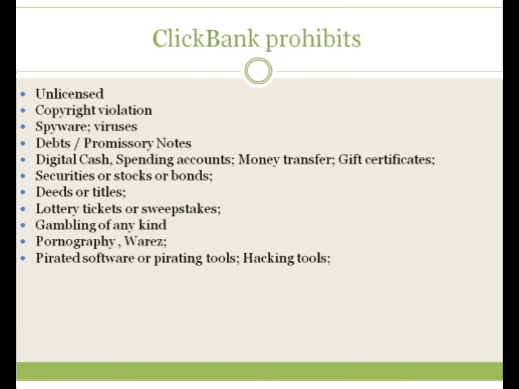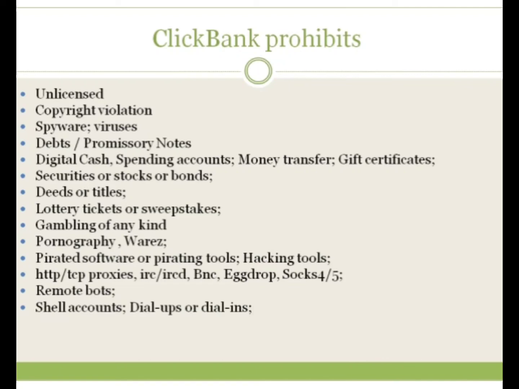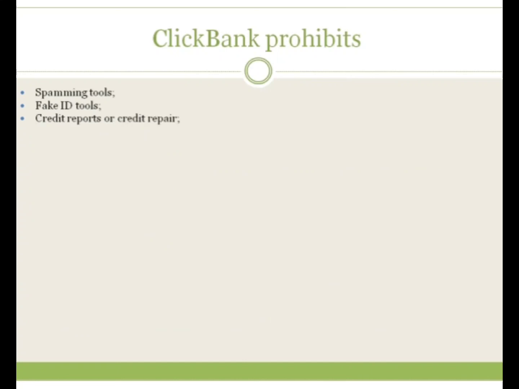Pirated software, pirating tools, hacking tools, proxies, remote bots. Proxies are basically IP addresses. Shell accounts, dial-ups or dial-ins, phone services, phone minutes, cell messaging, SMS type stuff. And if you really don't know what this stuff is, then good, you don't have that product. Spamming type tools, fake ID tools, credit reports, credit repair, professional services, including accounting, legal, medical, pharmaceutical services.